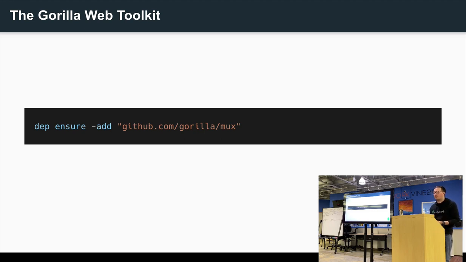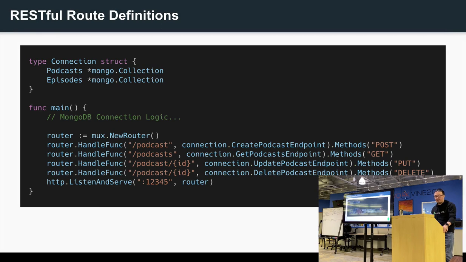They share a very similar API, the default HTTP package versus this toolkit. But in this case, I'm using the dependency manager for Go to install it. And imagine that comment was our previous MongoDB connection logic. We need to define the actual endpoints and the functions that those endpoints should go to.